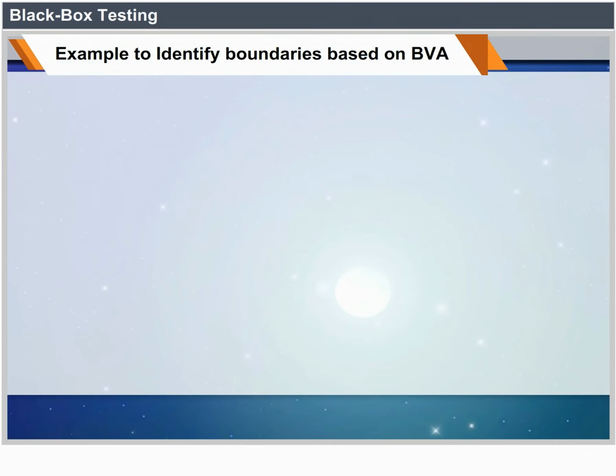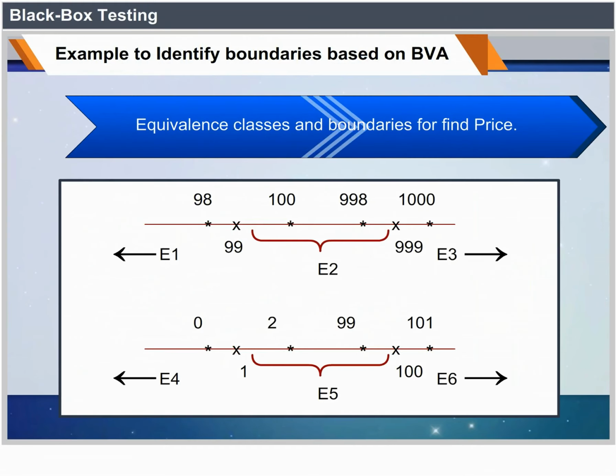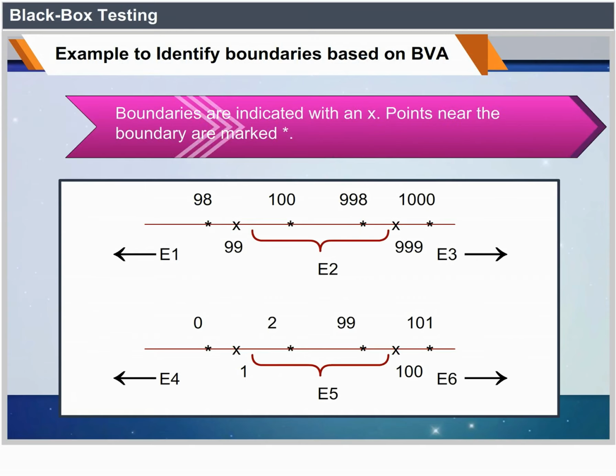Example to identify boundaries based on BVA. Equivalence classes and boundaries for find price can be depicted as shown. Boundaries are indicated with an X. Points near the boundary are marked with a star.